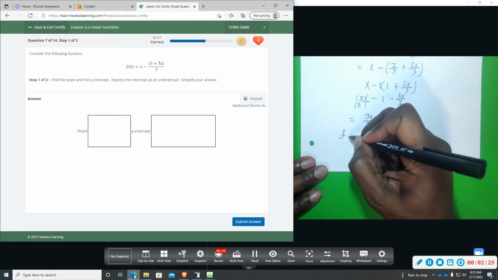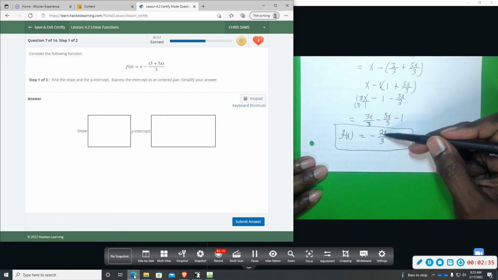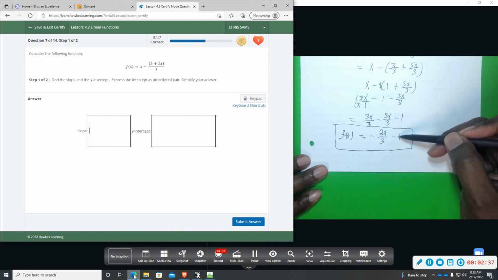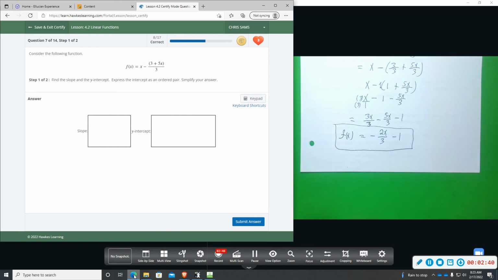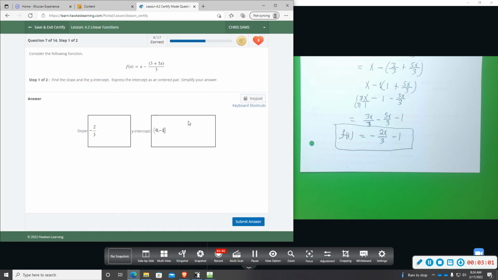So now this is in slope-intercept form. We can see our slope is negative 2 over 3, and our y-intercept is negative 1. As an ordered pair, that would be 0, negative 1. Negative 2 over 3. And you have to type this as an ordered pair. Whenever you open the parenthesis, it automatically closes it, so I didn't need to close it. All right, so there we go.